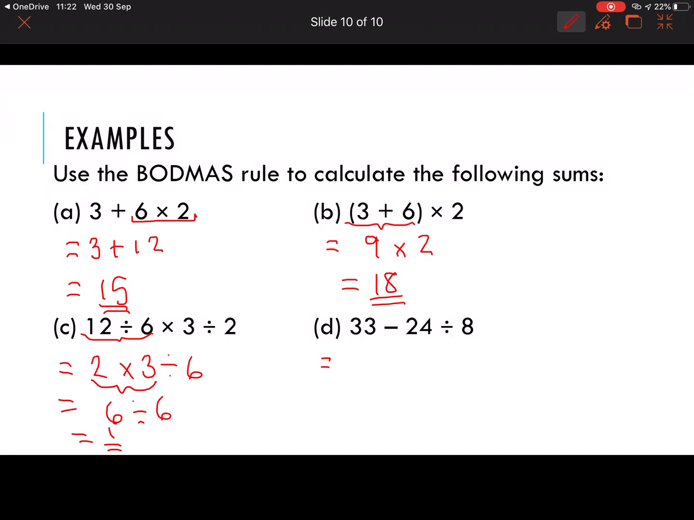Finally, do we have any brackets? No. Do we have any powers? No. Do we have any multiplying or dividing? Yes, we've got this at the end, so that's what I'm going to do first. I've got 24 divided by 8, which is 3. And then 33, take away 3, is 30.